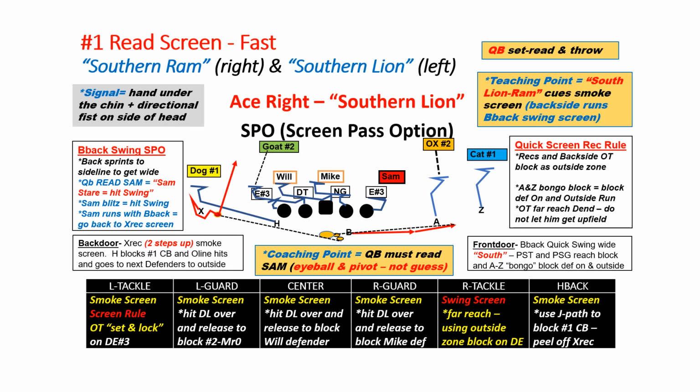We're just going to hit real quick, real fast, and then take off, and he's going to pull flat to block the number 2 defender, which is the goat in this case. The center is going to look to pull then to the first backer, which is the Will here, and the right guard is going to pull then to the Mike. Again, simple screen pass option, but it's a great way to introduce a great blitz beater in your system.